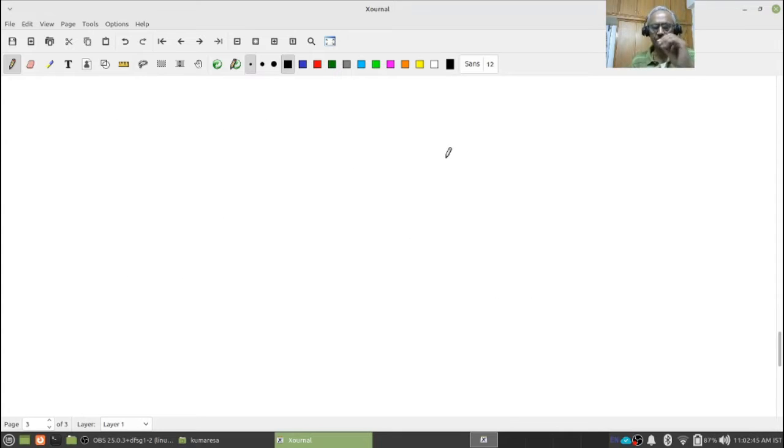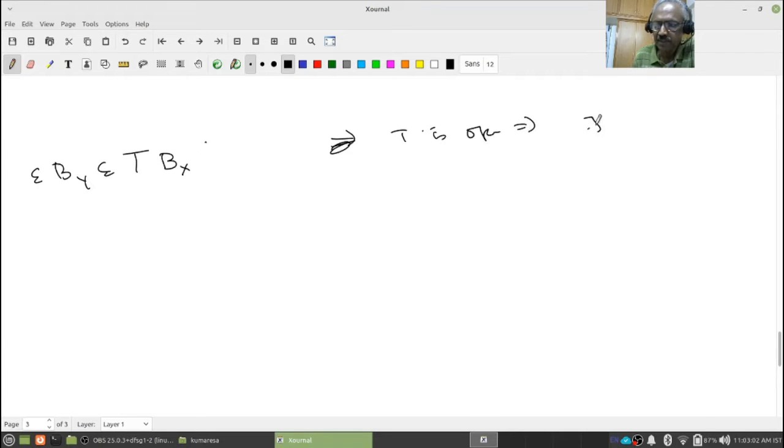Now we are ready to prove what we wanted to do. What we wanted to show? We wanted to show T(B_X) should contain εB_Y. One way is proved. If T is open, there exists epsilon positive such that epsilon times B_Y is contained in T(B_X), because this is open containing 0, therefore it should contain a neighborhood of 0, which is epsilon times B_Y.